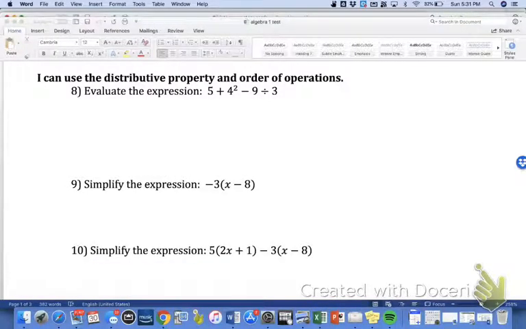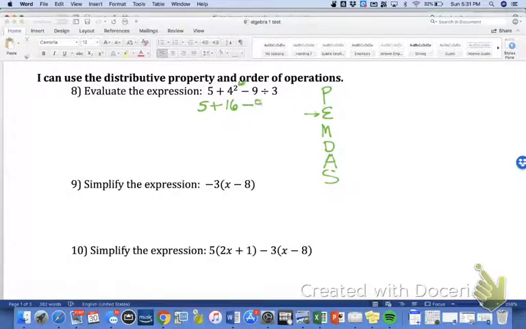Number 8 is an order of operations question. So remember our please excuse my dear Aunt Sally. So parentheses, we don't have any parentheses, so we're not going to do that first. I do have an exponent though, which I'm going to take care of right here. 4 squared means 4 times 4. So that's going to be 16.